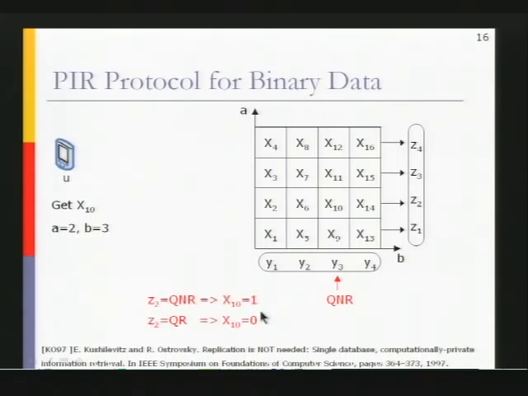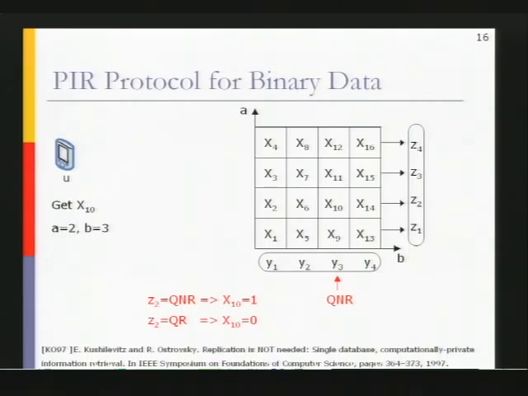Now, what we need to know is that all these results are sent back to the user, right? We have Z1 to Z4. Why do we need to send them all? Because the server does not know in which row the element searched was. So we have to send all this back to the user. The user will look at the value of Z2 and decide: if Z2 is a QNR, then X10 must have been 1. If Z2 is a QR, then it must have been 0. Is it clear why?